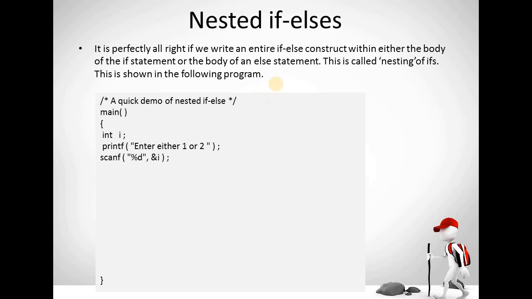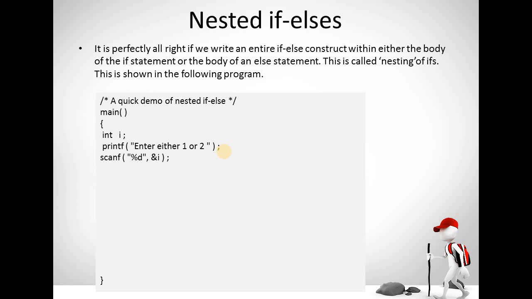There is one main function, and our purpose is just to understand the nested if statement. Okay, very easy. If you have understood the if-else statement very well, then you will understand this very soon. I have declared one integer variable I, and printf "enter either 1 or 2". That means you have clearly mentioned in the message itself that you have to enter only 1 or 2. Now it is another case: if the user has entered another value, then what will happen? Okay, I will give you a solution for that.